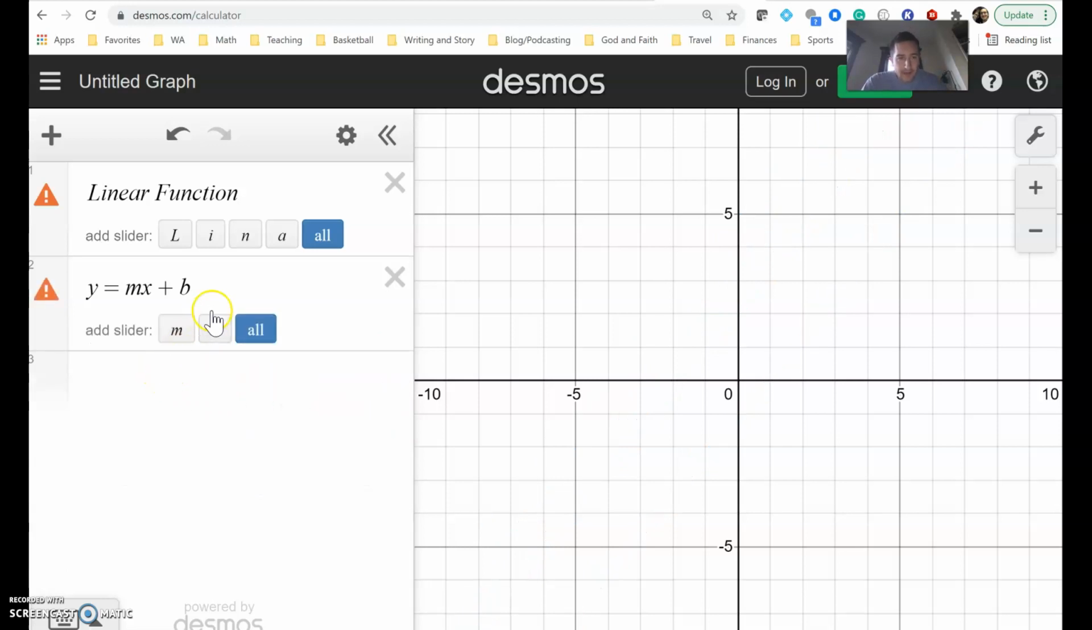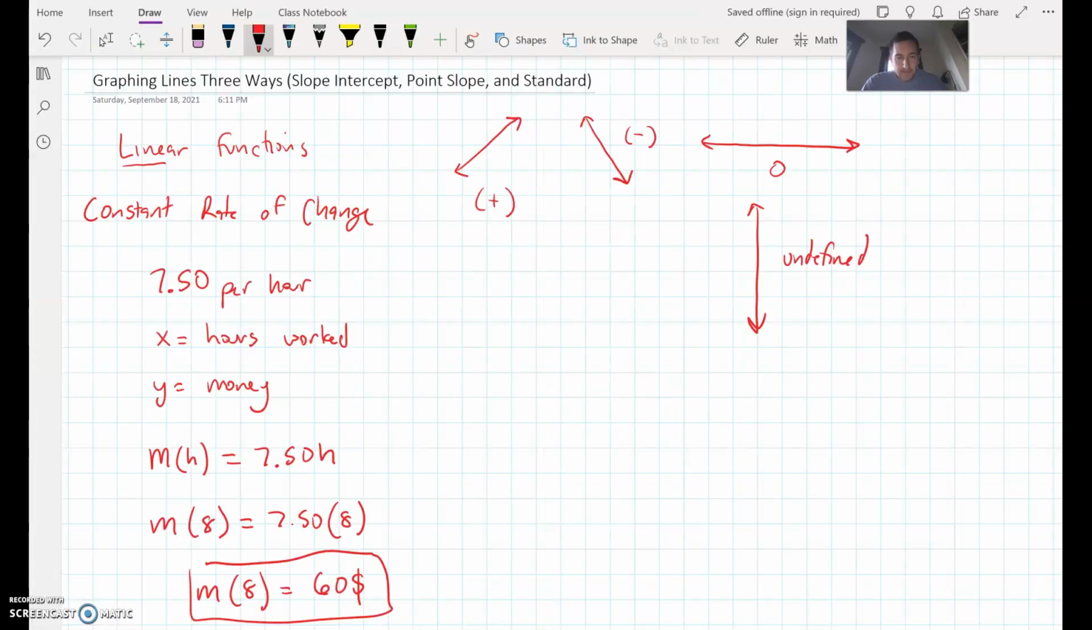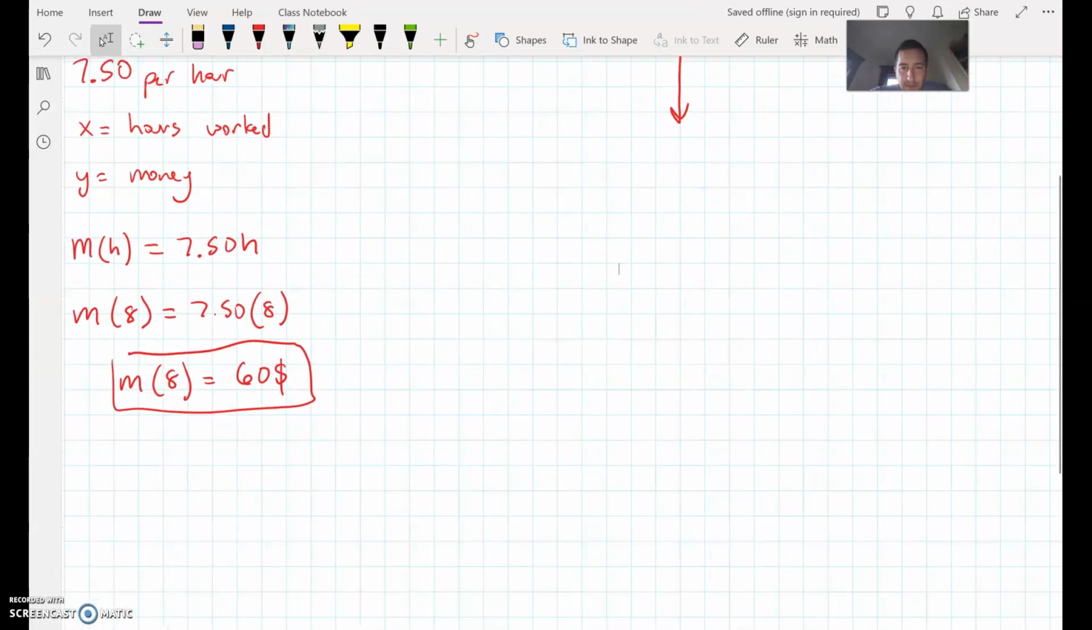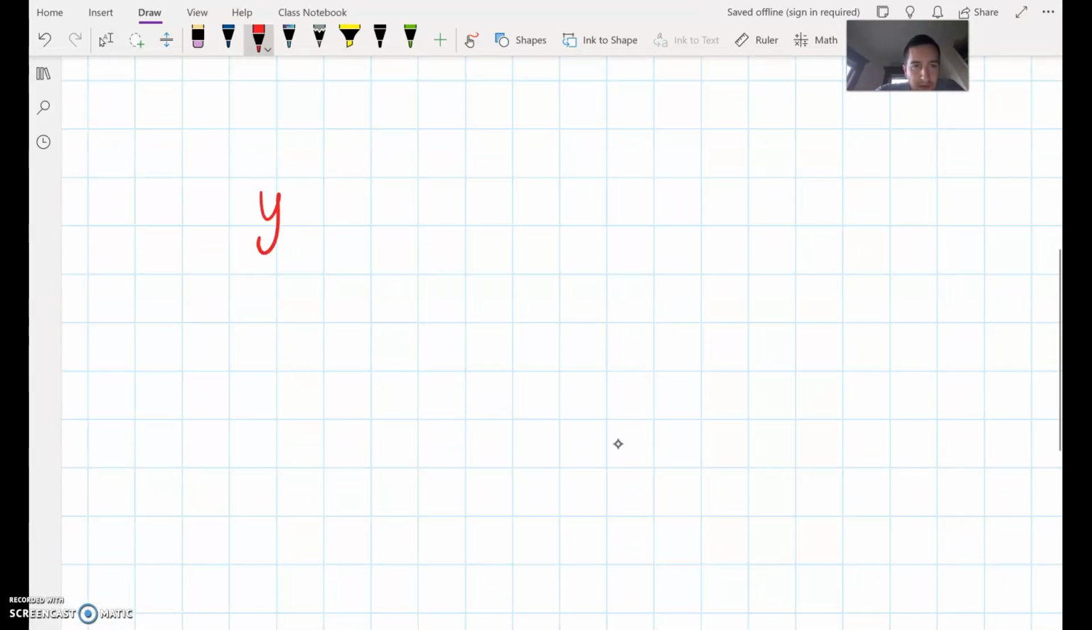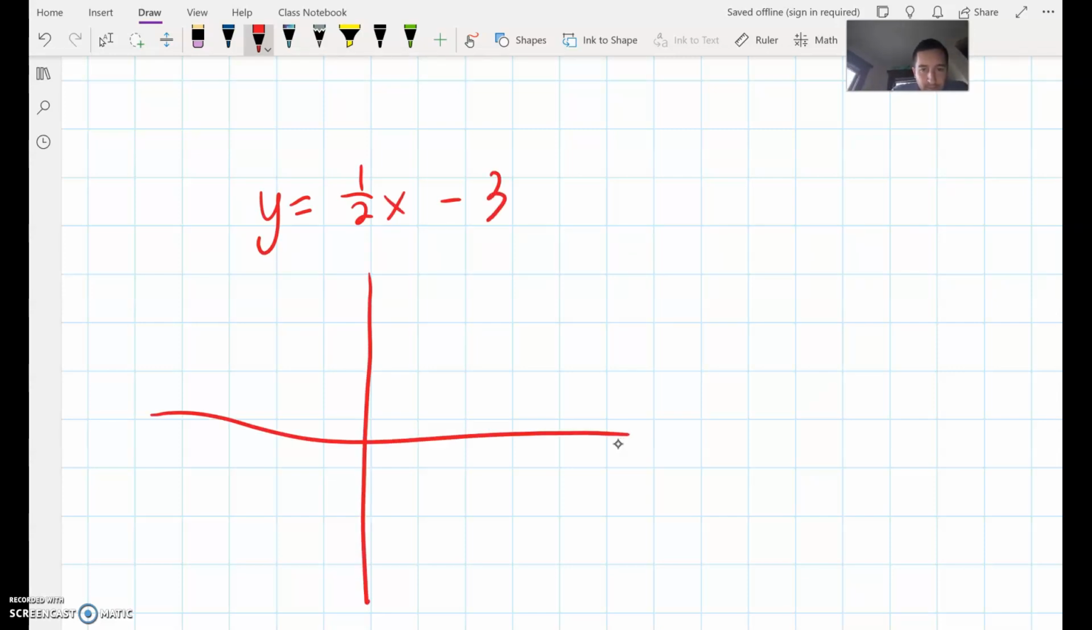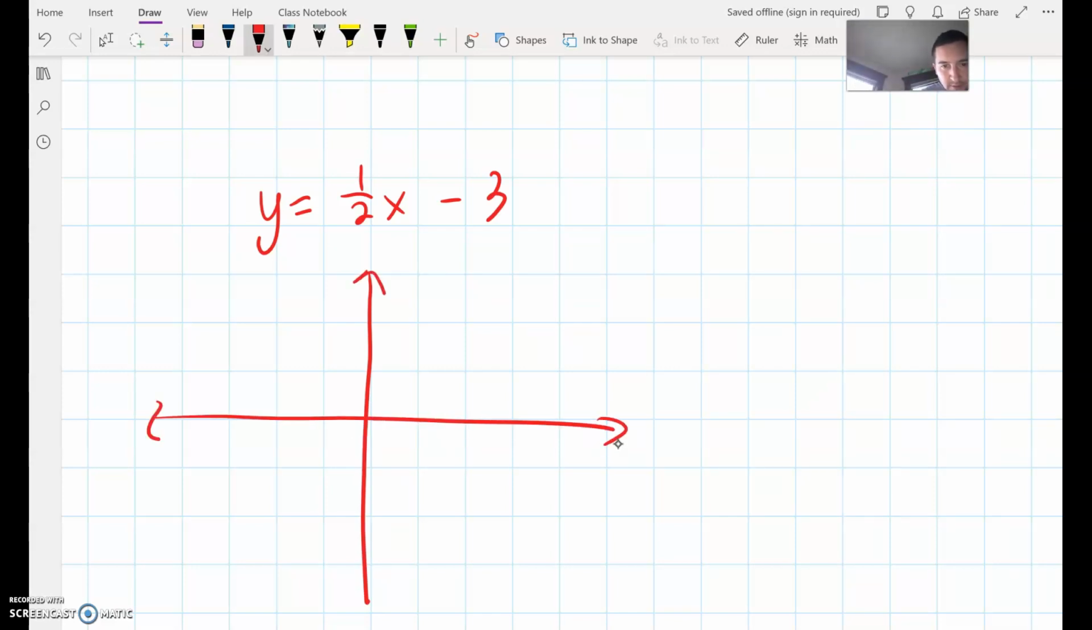So if I wanted to graph the line, let's just make something up here. Y equals 1/2 x minus 3. Let me draw my coordinate plane. Yikes. Gotta do a better job. I can't keep my hand steady. There we go. Y equals 1/2 x minus 3.